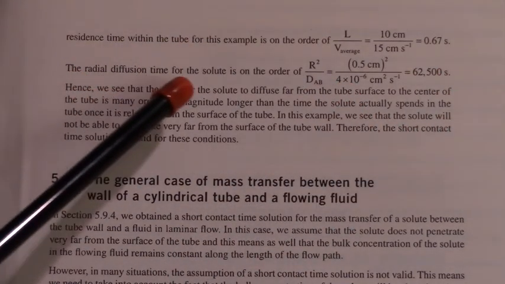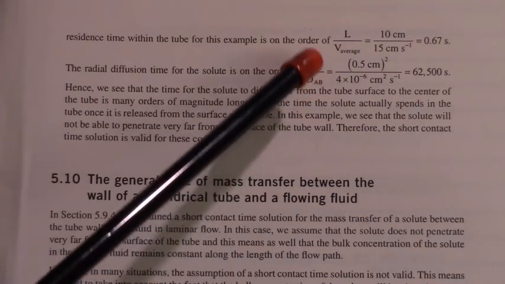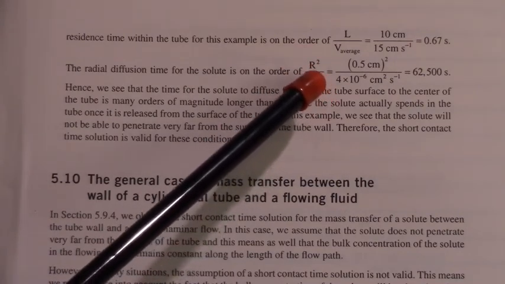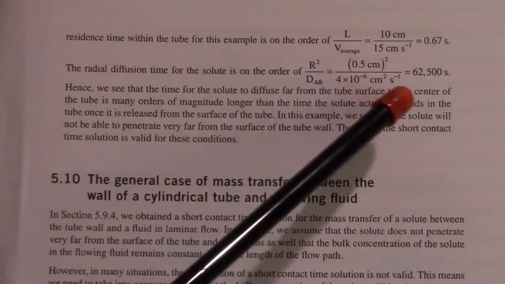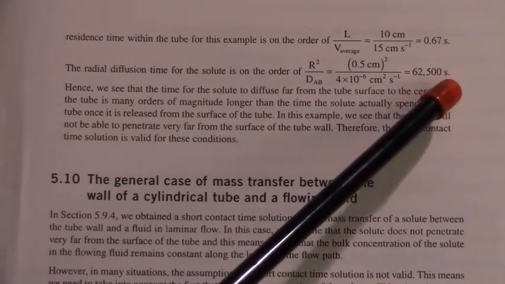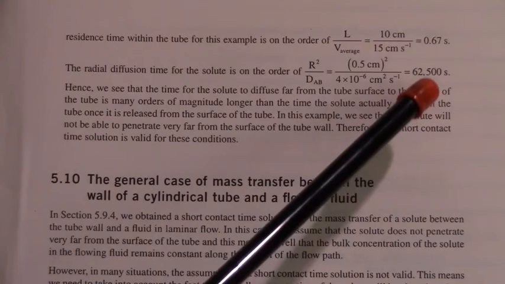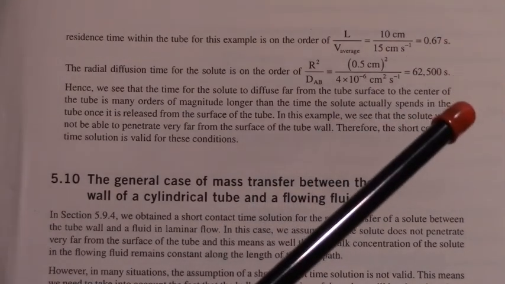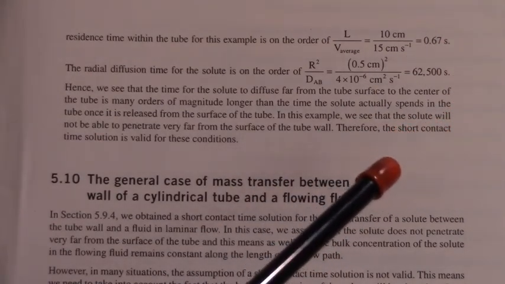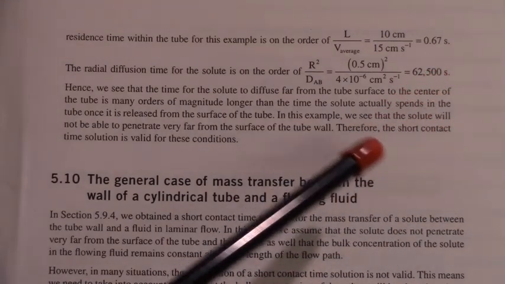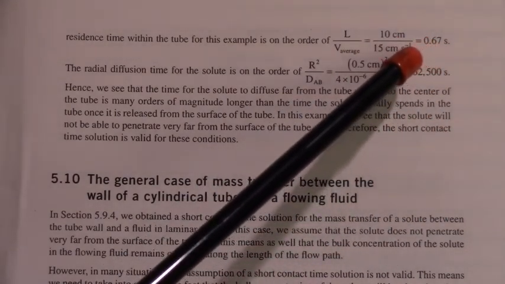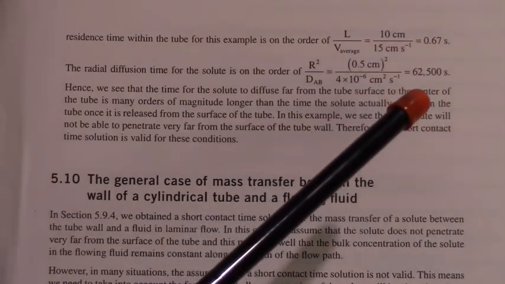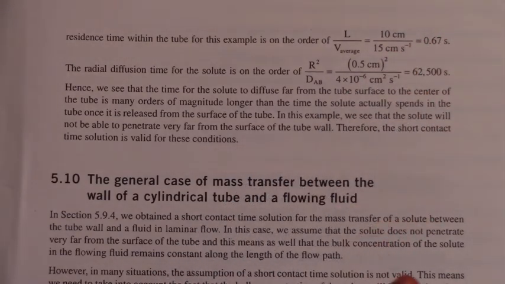The radial diffusion time for the solute is on the order of r squared divided by the diffusivity. So if you calculate the diffusion time, it's like 62,000 seconds. That would be an order of magnitude estimate of the length of time for the solute to reach the center line of the tube. And when you compare that to the time that the fluid is in the tube, there's just no way that the solute's going to make it to the center of the tube, and from that we could make the conclusion that a short contact time would be valid.